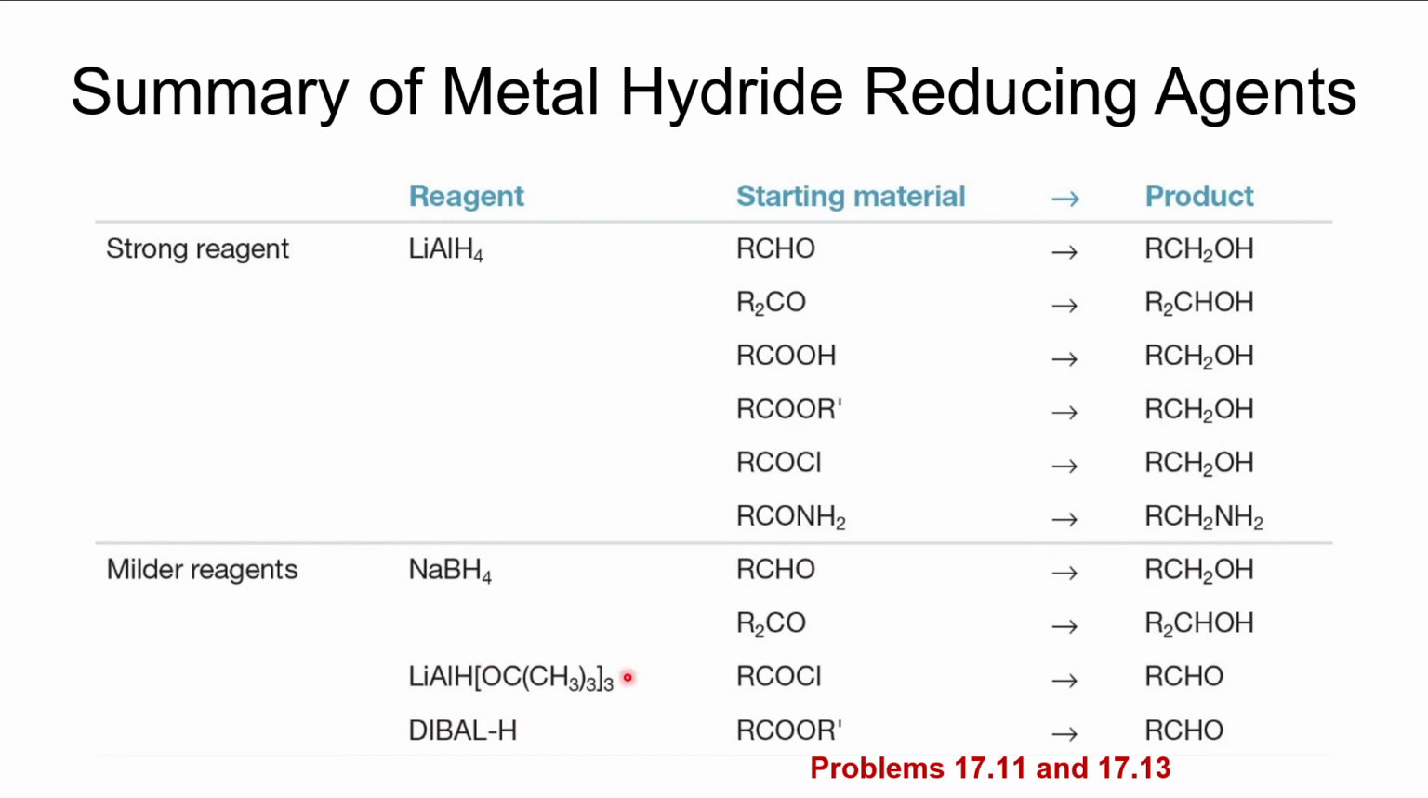The other options were, if you have an acid chloride and you want to convert it to an aldehyde, you can use lithium tri-tert-butoxy aluminum hydride to create the aldehyde. And if you have an ester, you can use diisobutyl aluminum hydride, or DIBAL, to reduce the ester to an aldehyde. So that is a list of things.